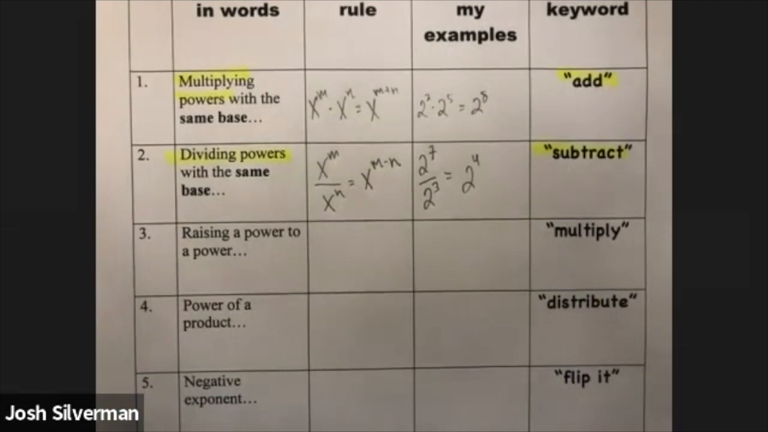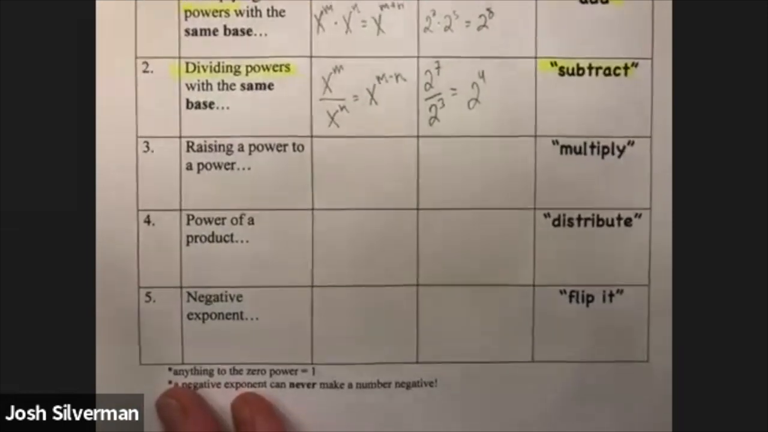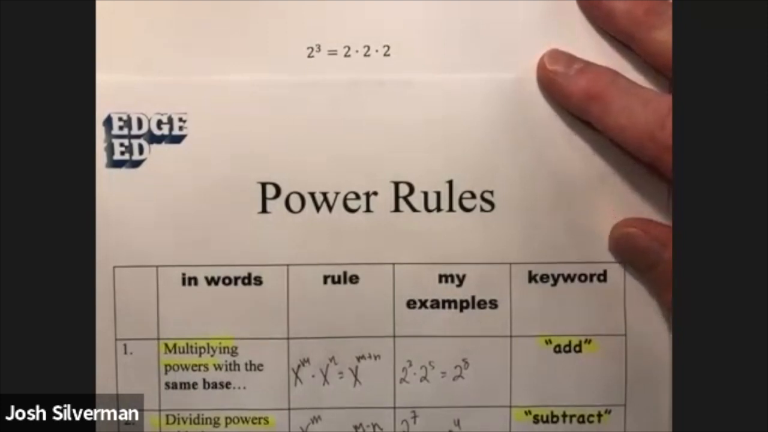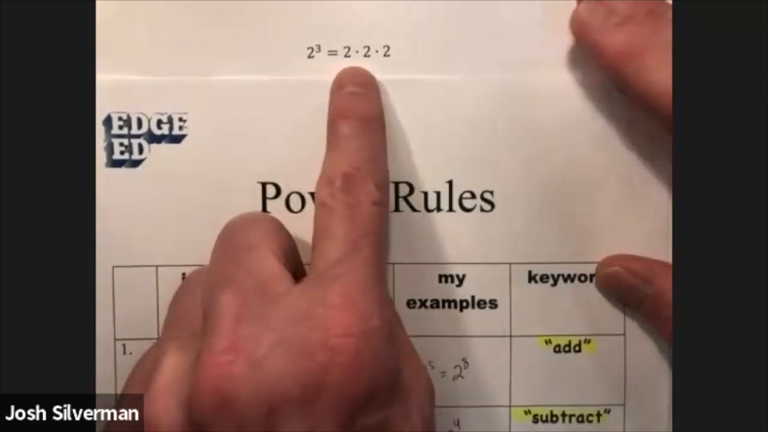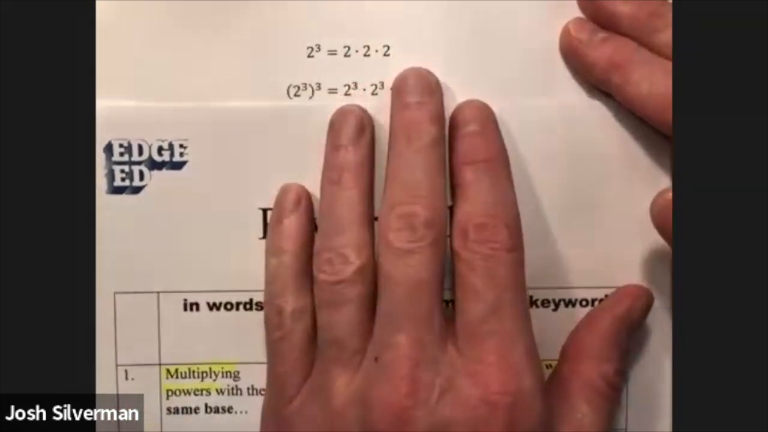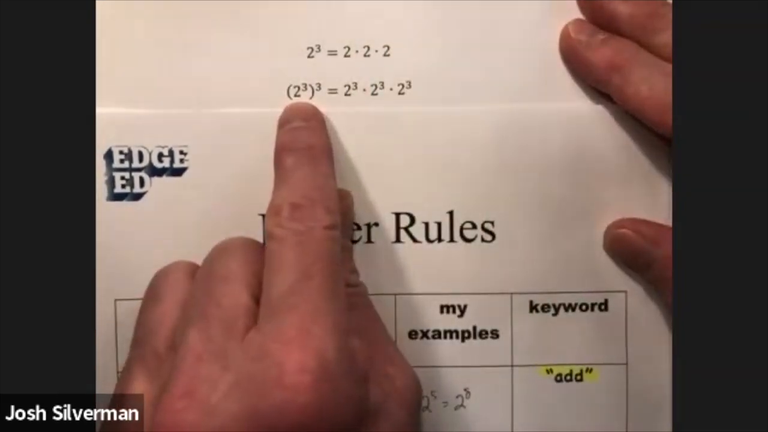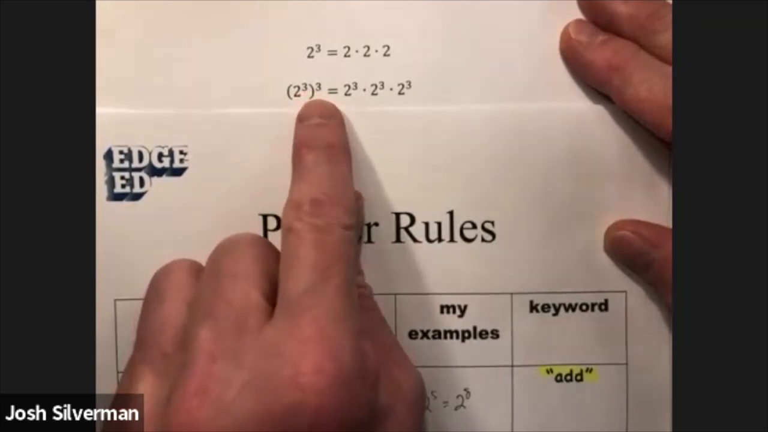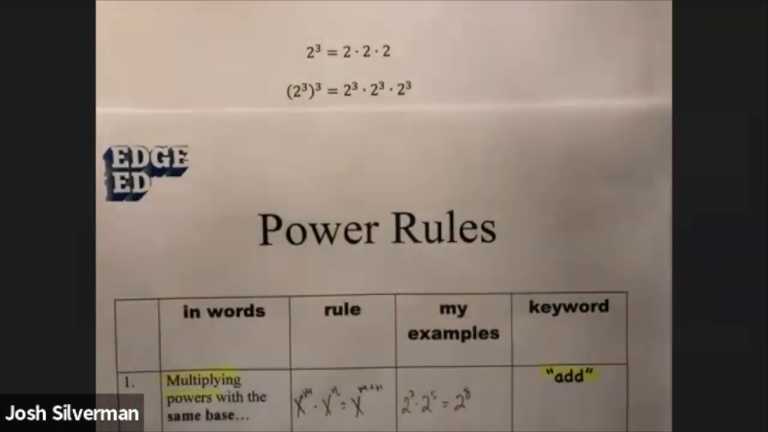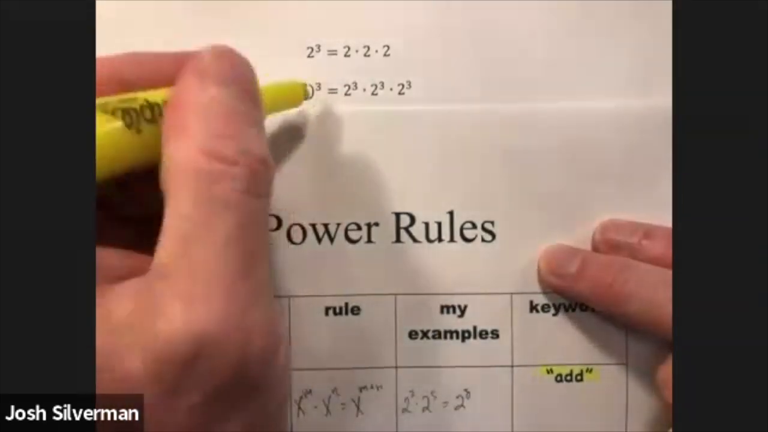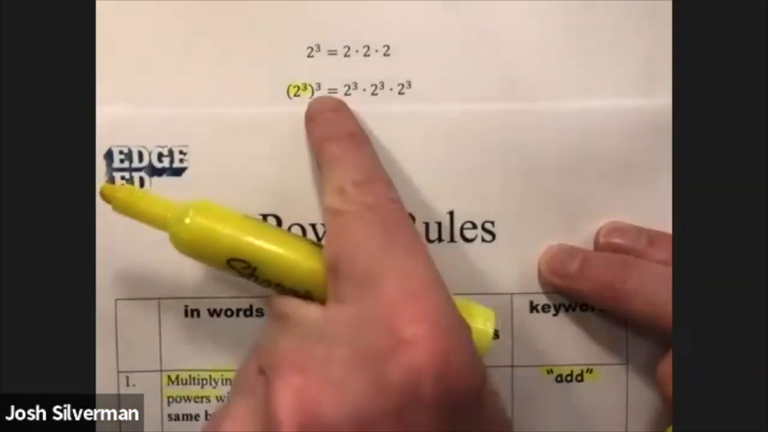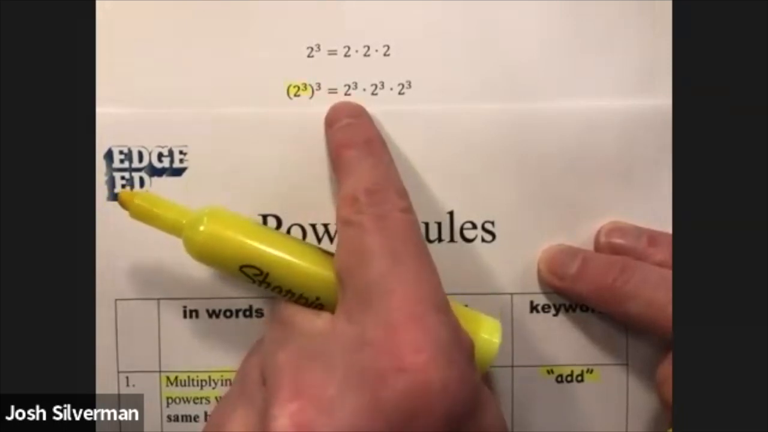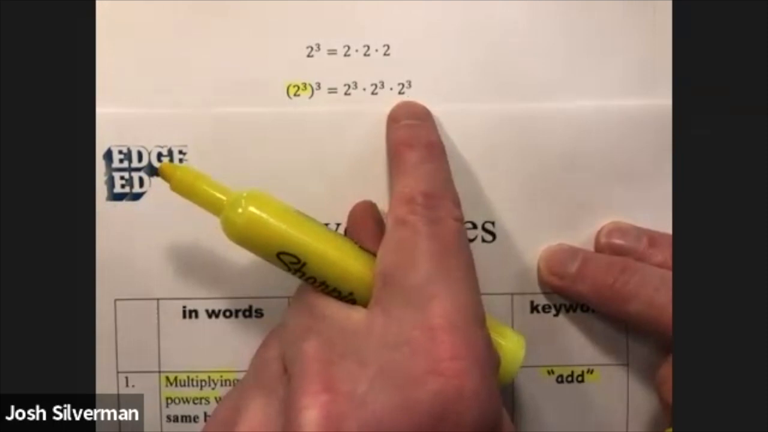Next up, raising a power to a power. All right, so once again, we've got 2 to the 3rd. That's the same as 2 times 2 times 2. What if we said 2 to the 3rd raised to the 3rd? Well, that just means take whatever is inside those parentheses and multiply it by itself that many times. 2 to the 3rd raised to the 3rd is the same as 2 to the 3rd times 2 to the 3rd times 2 to the 3rd.